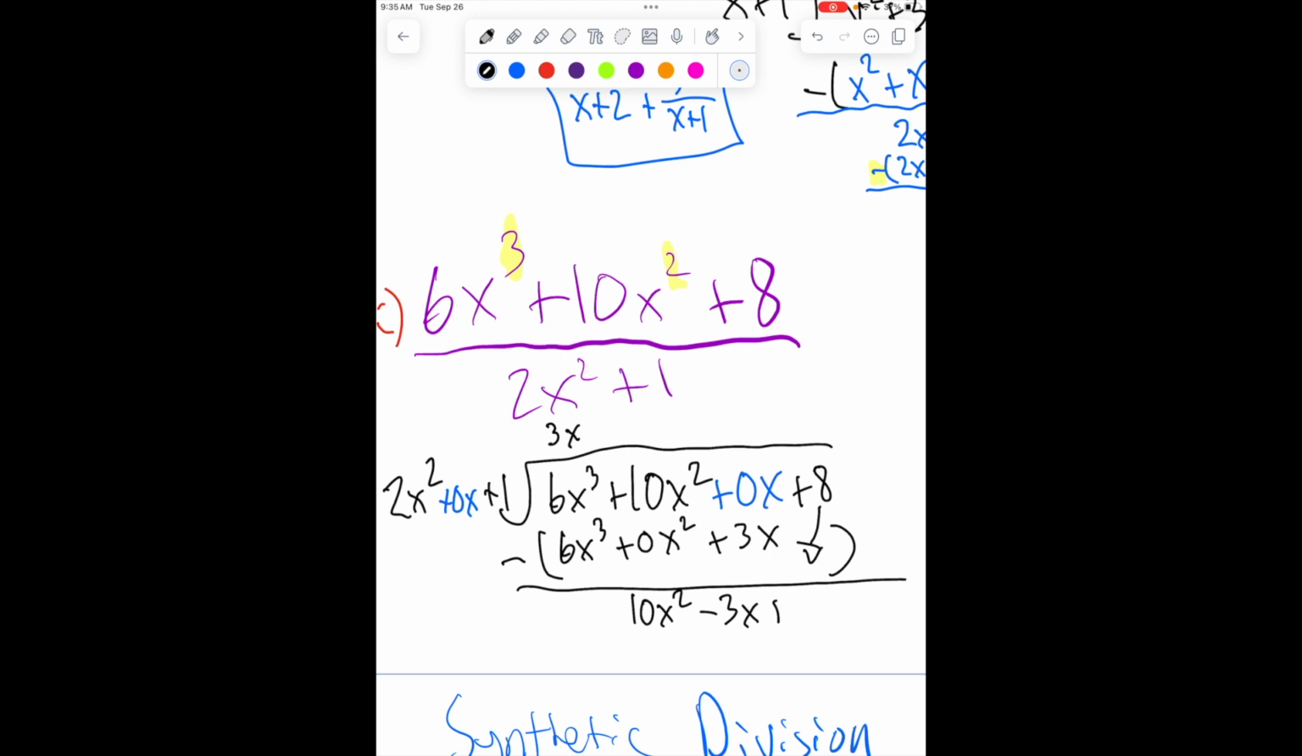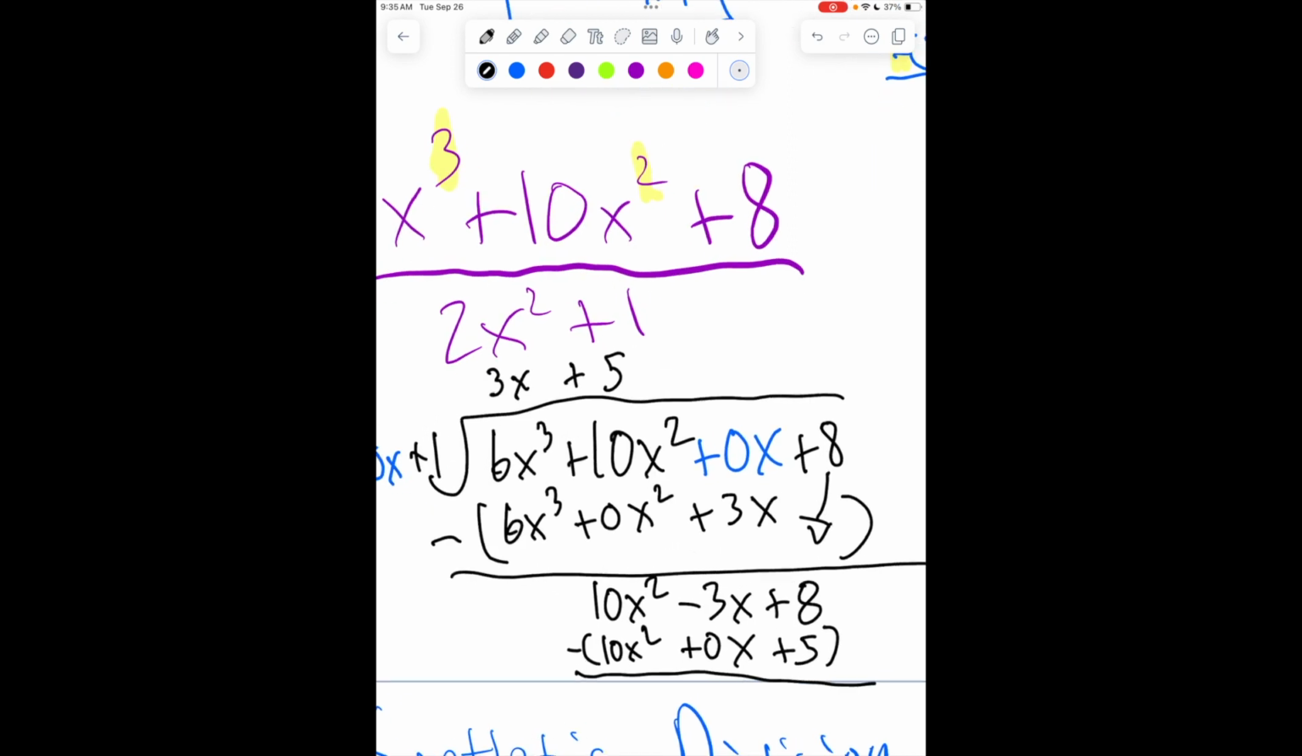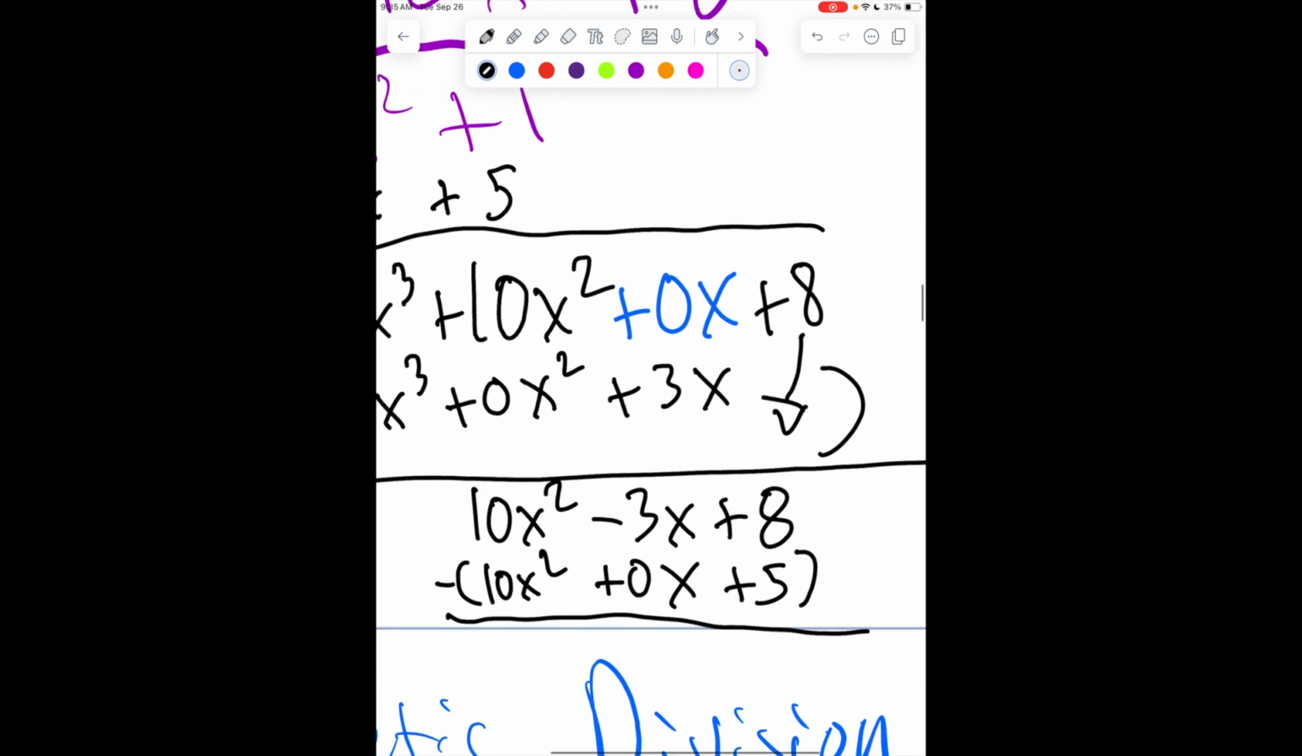And this number comes all the way down. Now I'm looking and I'm saying, okay, what can I multiply to get 10x squared? Well, that's going to be a positive 5. So 5 times 2x squared is 10x squared. Again, anything multiplied by 0 is 0. And 5 times 1 is 5. After distributing, again, cancels out, left with negative 3x plus 3.